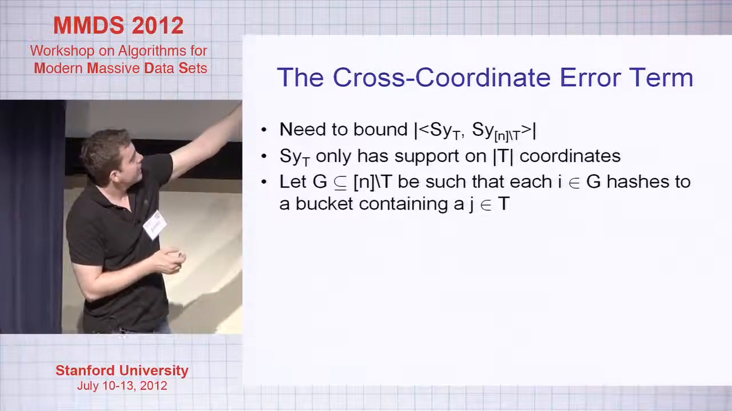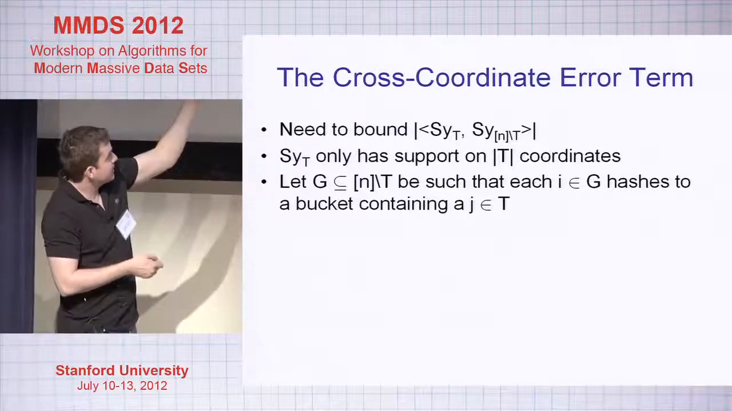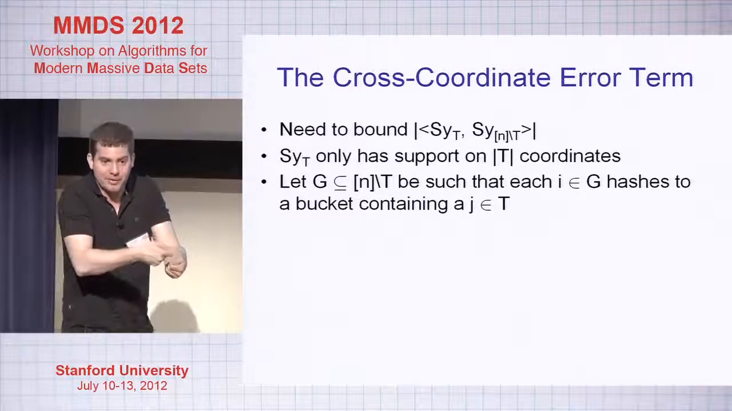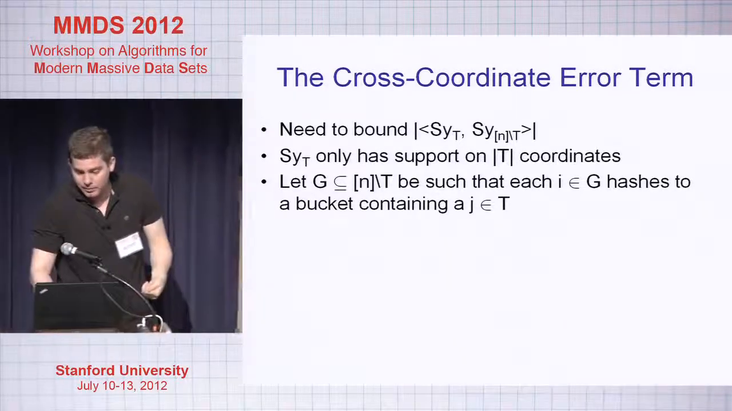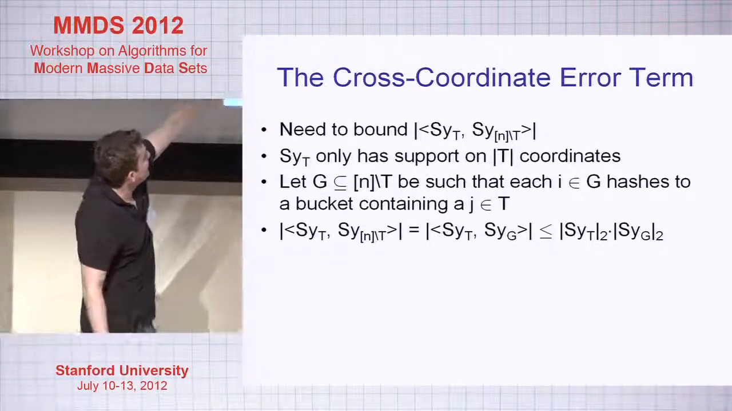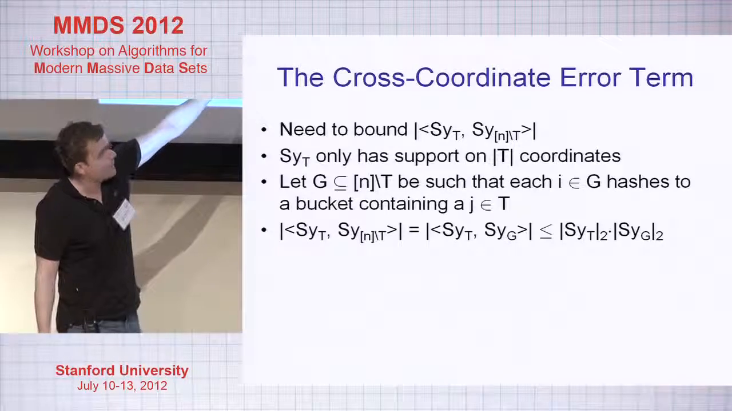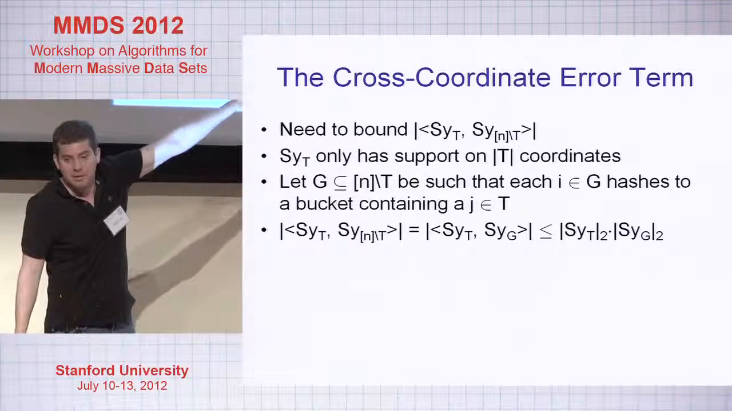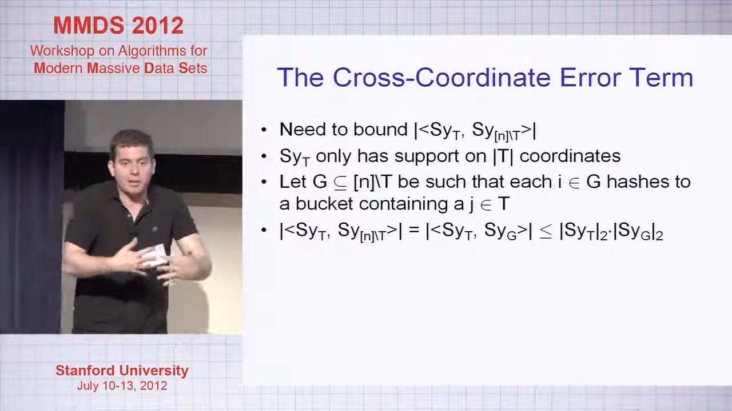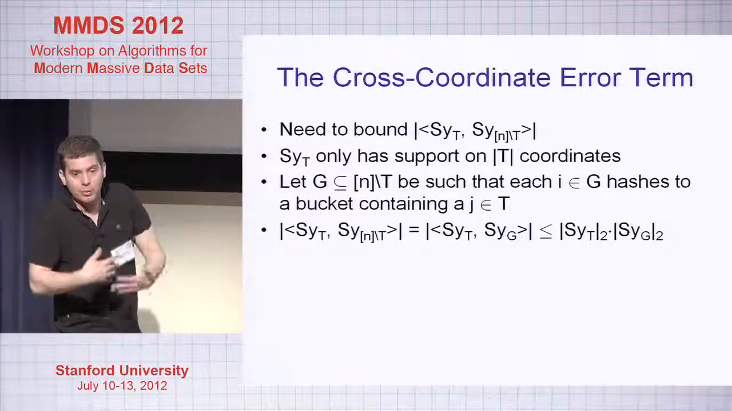if I'm a coordinate in G, then I collide with one of these heavy elements. So it means that there exists some bucket which contains a heavy element for which I land in the bucket with that heavy element. So in fact, all that matters, the inner product of S y_T and S y_{N minus T} is actually equal to the inner product of S y_T and S y_G. There's no reason to look at coordinates that don't collide with one of the buckets containing a heavy element, because the inner product will be 0 on that coordinate.